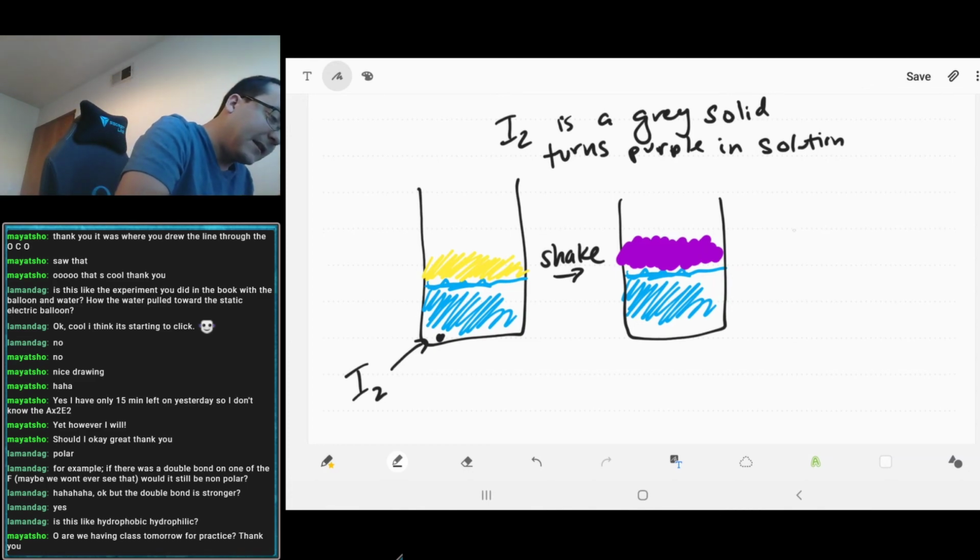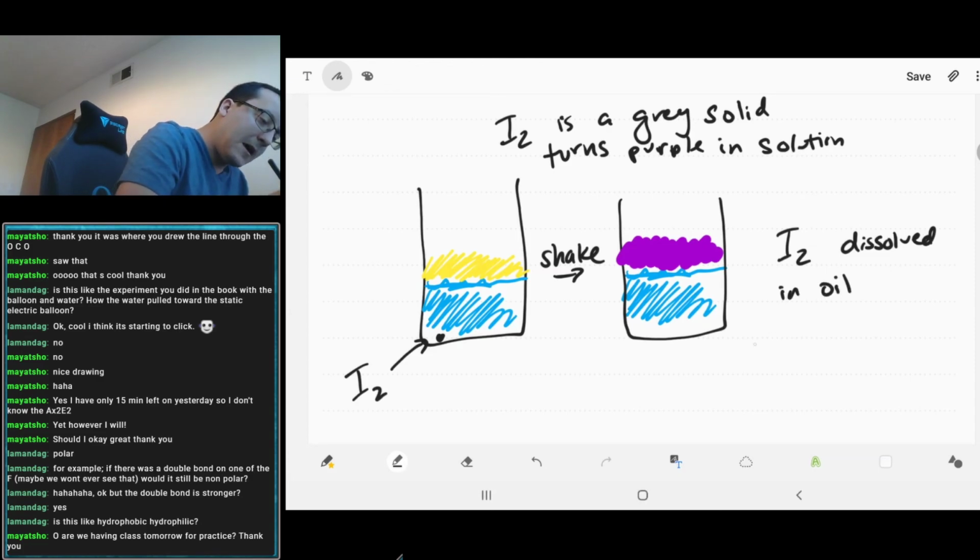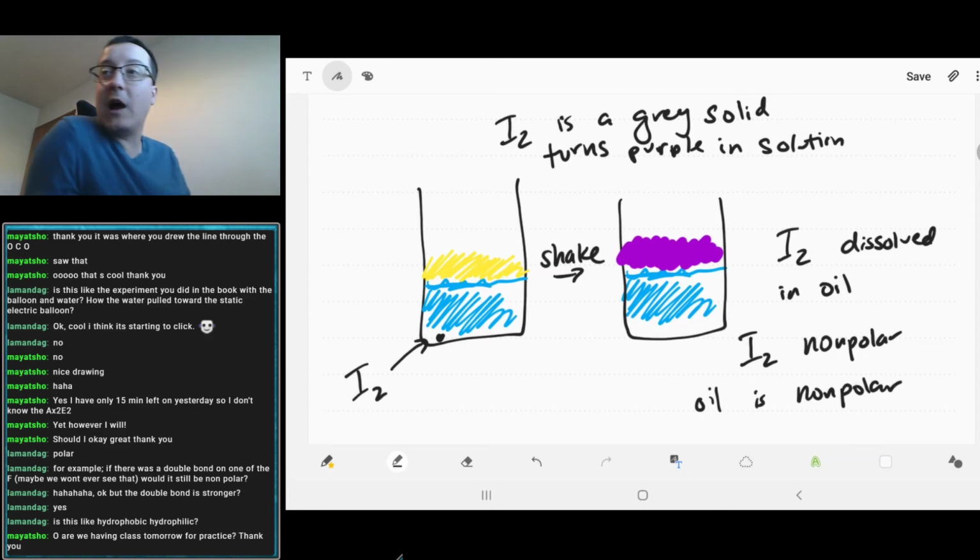And that tells us that the I2 dissolved in the oil. And we know that I2 is nonpolar, and the oil is nonpolar as well. And so that's why those two are going to mix together. And since water is polar, it is not going to dissolve our iodine. And so not going to work there.